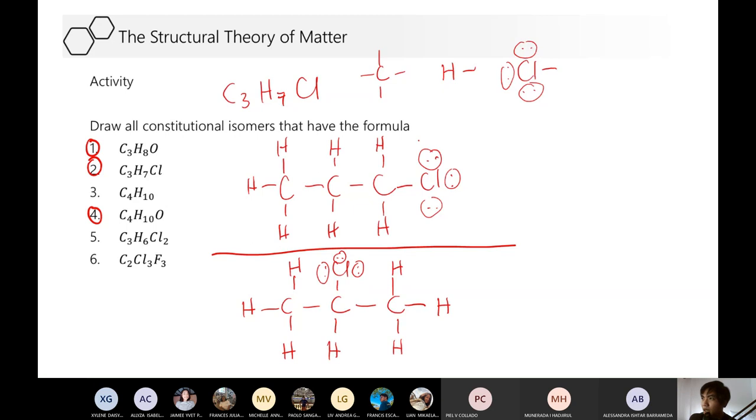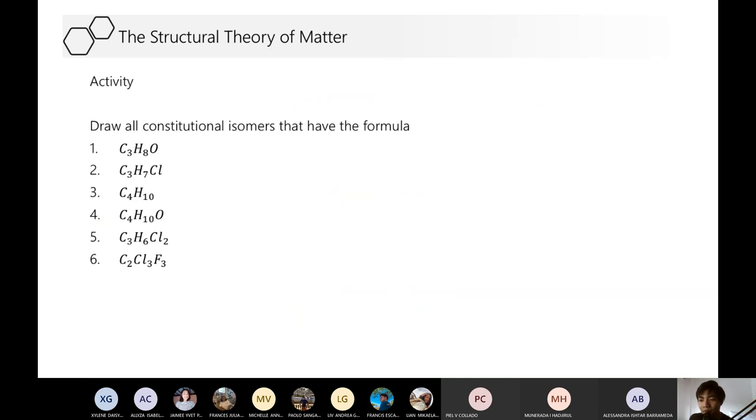Oh, let's try the last item. Tapos yung ibang item, kayo na bahala. So, ganun. Comment nyo na lang sa discussion sa Canvas. Ano yung isang sasagutan natin? Number 4? Okay, number 4, C4H10O. So, ganun pa rin.